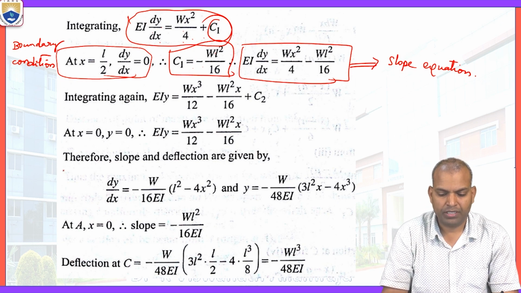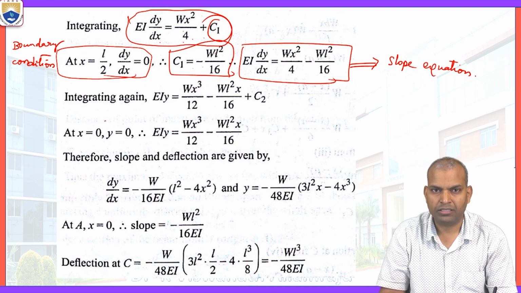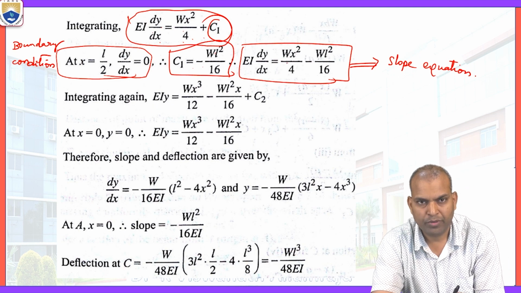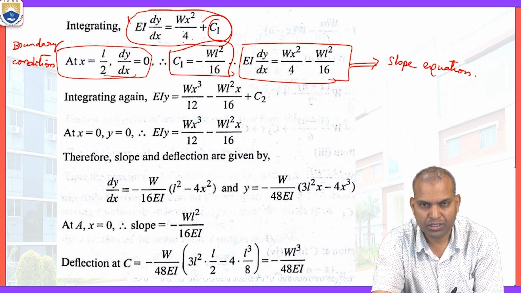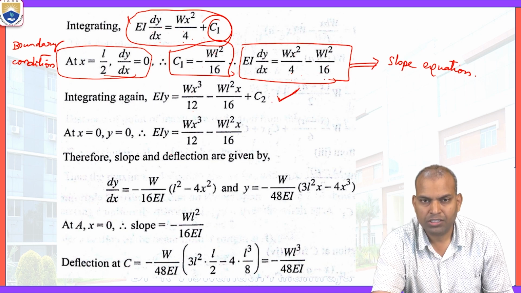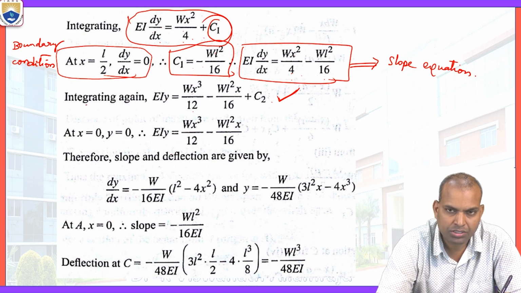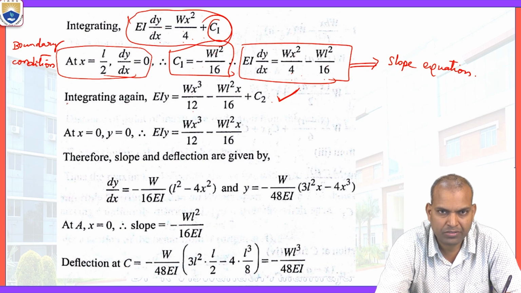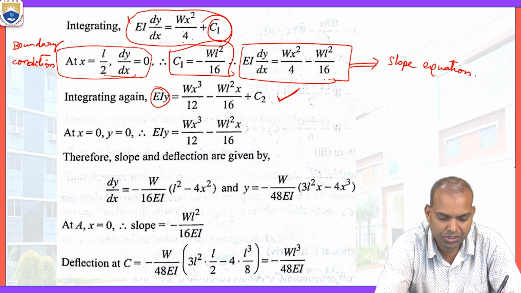Now, if we integrate the slope equation, we get the deflection. That is EI times y equals W by 4 times x cubed by 3, that is 3 times 4, 12, so Wx cubed by 12 minus WL squared x by 16 plus C2. Again, C2 is the constant of integration. C2 should be calculated by using another boundary condition, and that boundary condition is related to the deflection, that is, span versus deflection.